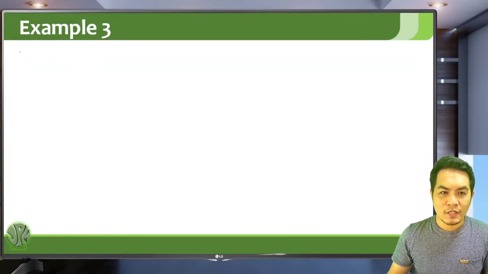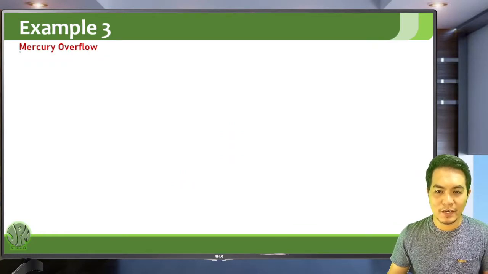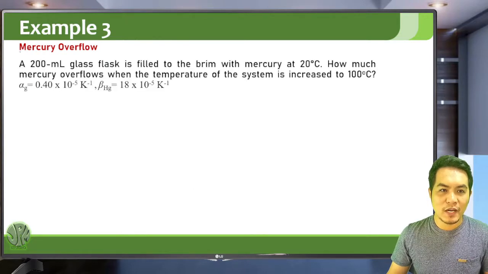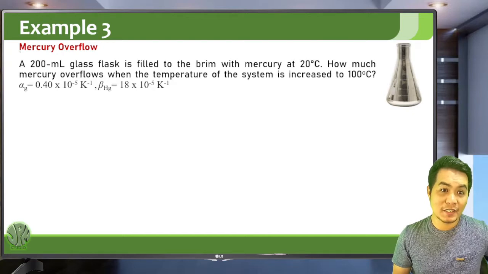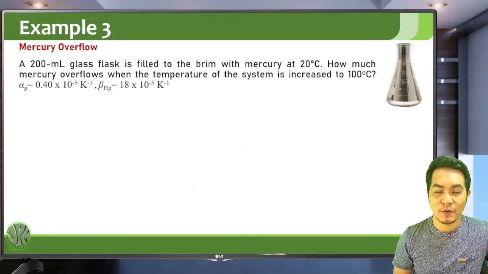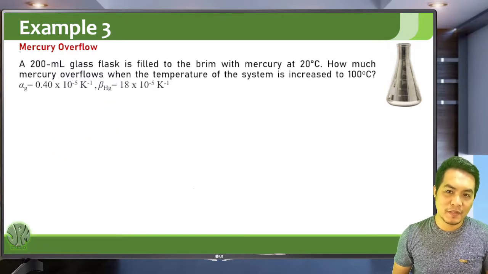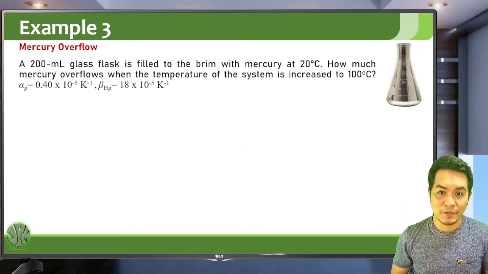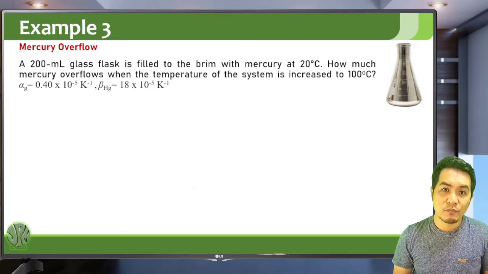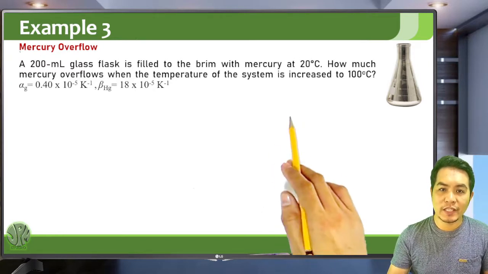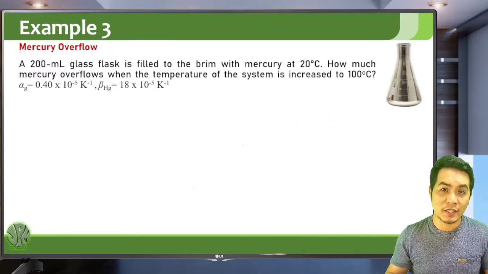Okay. So last example for this topic. Suppose you have a 200 ml glass flask, and it's filled to the brim or to the top with mercury at 20 degrees Celsius. How much mercury overflows when the temperature of the system is increased to 100 degrees Celsius? You are given the alpha of the glass and the beta of the mercury. This is an example of volume expansion. The volume of the glass and the volume of the mercury will both expand when you heat them from 20 to 100 degrees Celsius.